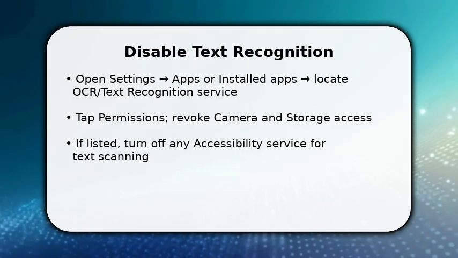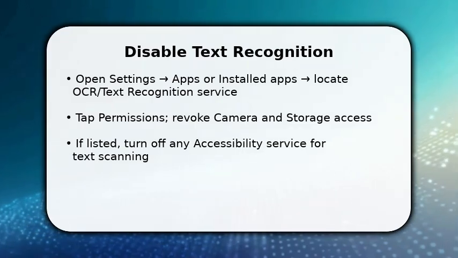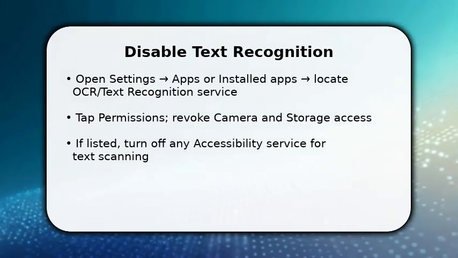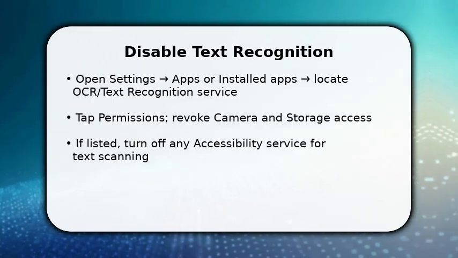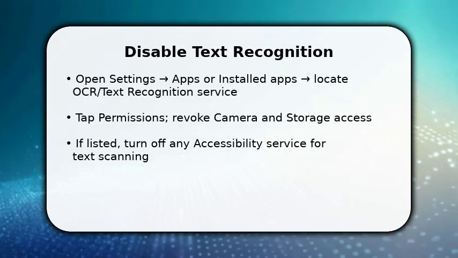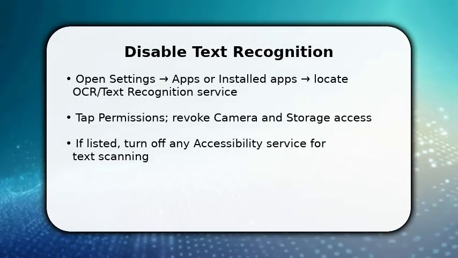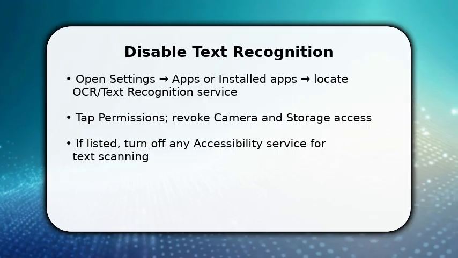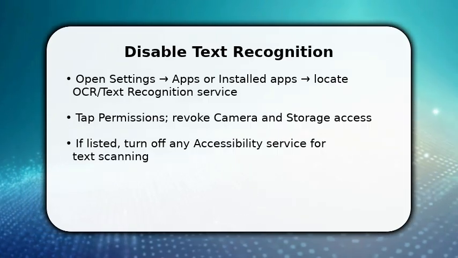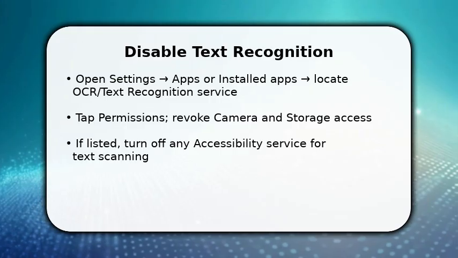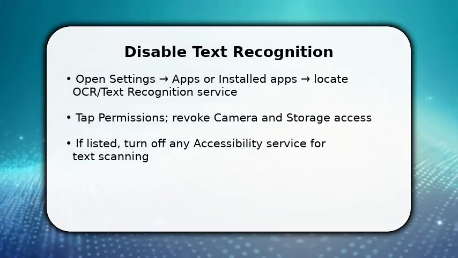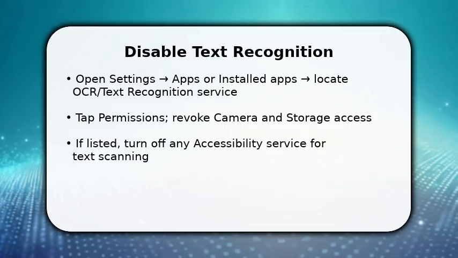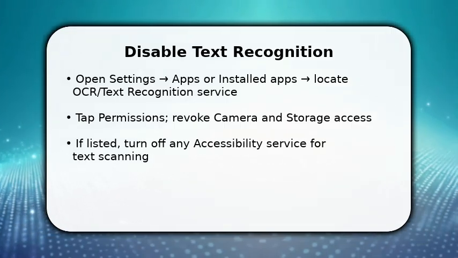You'll start inside Settings, find Apps or Installed Apps, and immediately locate any entry named Text Recognition, OCR, or Scanner. Once found, tap into its permissions and revoke camera and storage access so the service cannot read images. Also check accessibility. If an accessibility toggle is active for text scanning, switch it off. These first steps stop background scanning quickly and block the app from accessing content it needs to run.